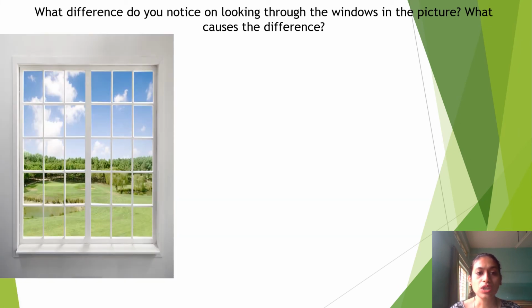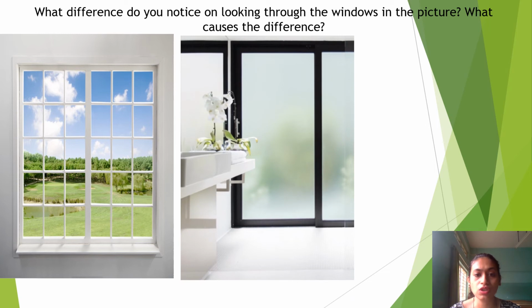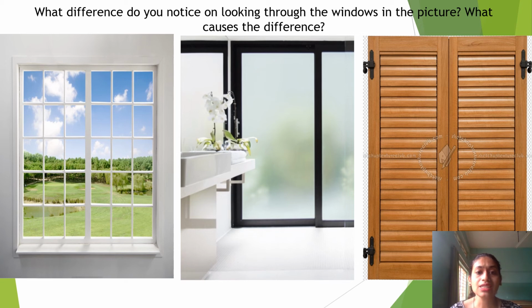Next one is: what difference do you notice on looking through the window in the picture? What causes the difference? Basically, glass and water both have a different refractive index than air. So there is an interface between air and water, or between air and glass, and you get a reflection. This is why you see a reflection in glass or water or other kinds of material.